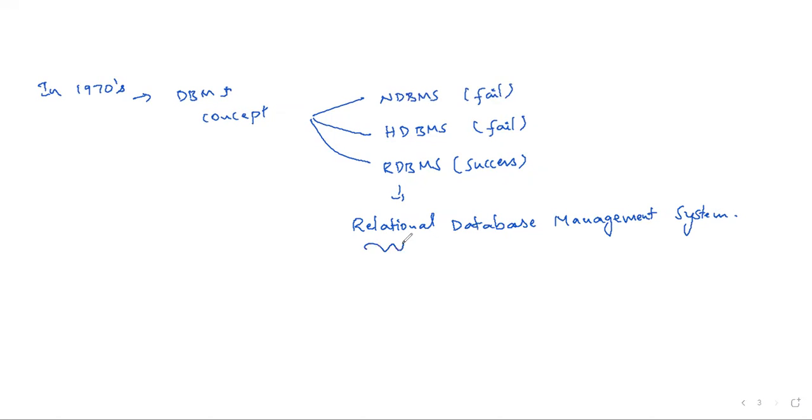What is meant by relation? Relation is also called as table. We are going to store the data in the form of tables in the database. That is what we can say RDBMS.